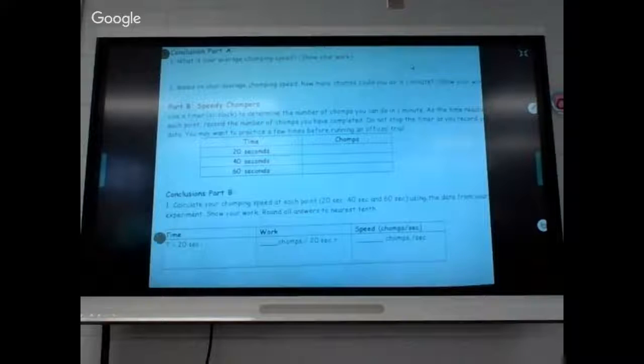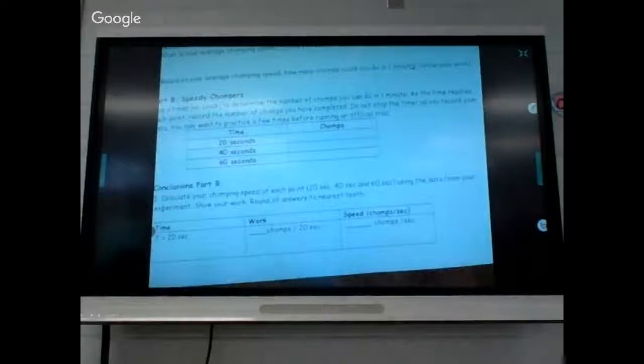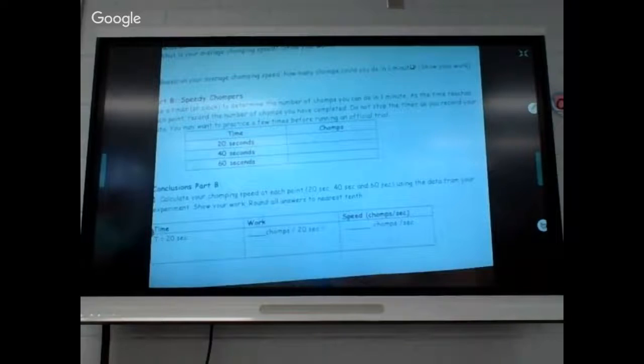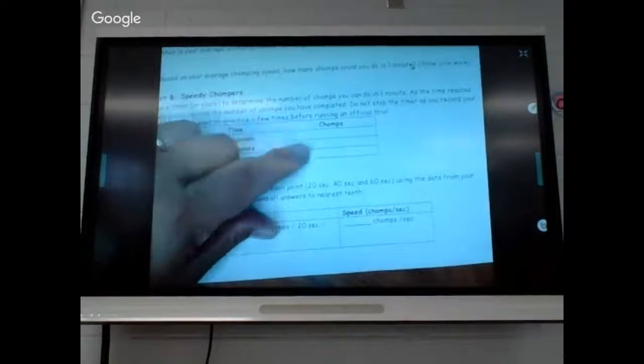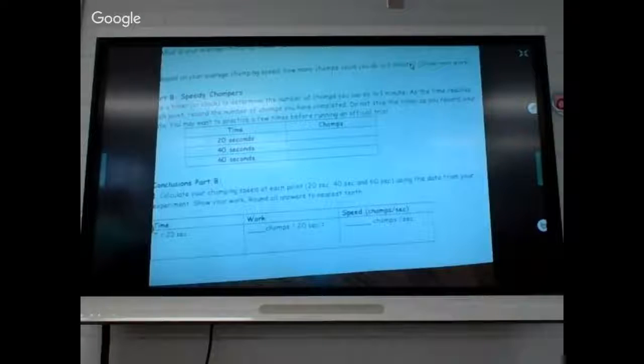Let's just say you chew 42 times in 20 seconds. Keep chewing, and you're still chewing. At 40 seconds, you chewed 89 times. Write it down. You're still chewing. When you get to 60 seconds, you chewed 112 times. Write it down. Okay? This is a continuous run of chewing. You don't stop counting all the way through 60 seconds.